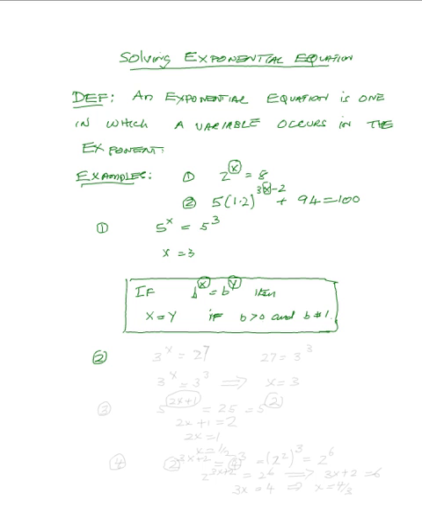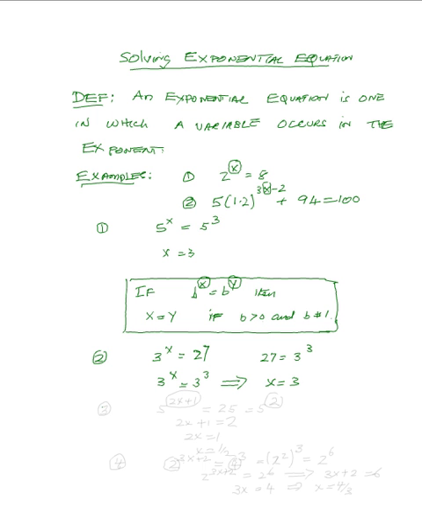Now let's look at our second example. We have 3 to the x power equals 27. If you notice, 27 can be written as 3 to the third power. So we can write 3 to the x equals 3 to the third, and we can still use the same property as we discussed: x is equal to 3.